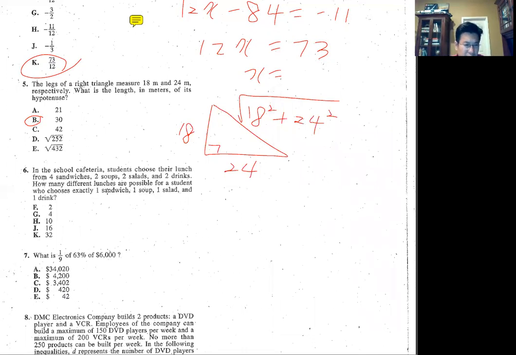In the school cafeteria, students choose their lunch from 4 sandwiches. How many different combinations? Exactly one each. So out of 4 sandwiches, you choose one. Out of 2 soups, you can choose one. Out of 2 salads, you can choose one. Out of 2 drinks, you can choose one.